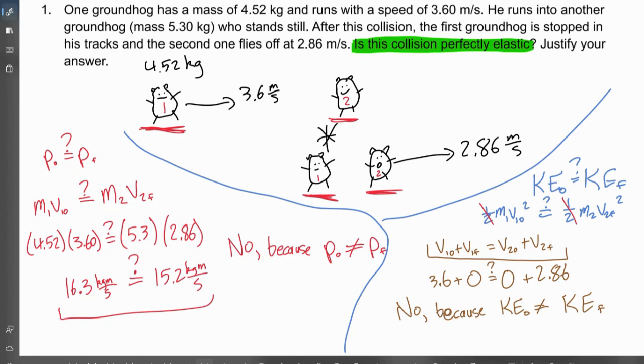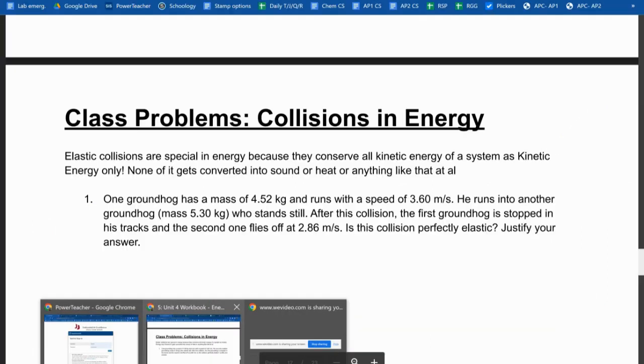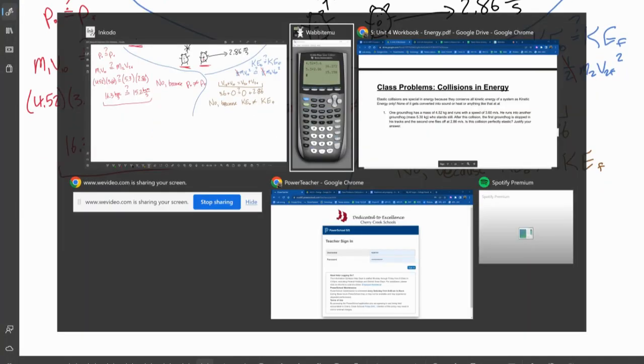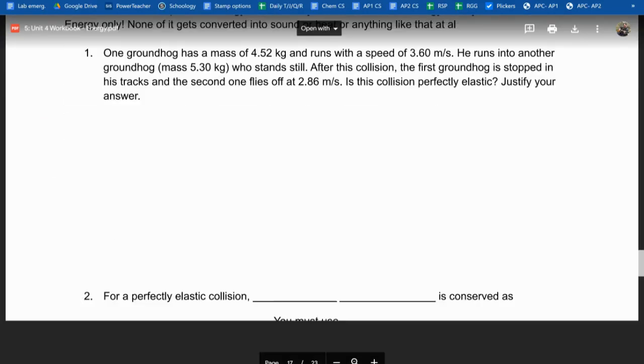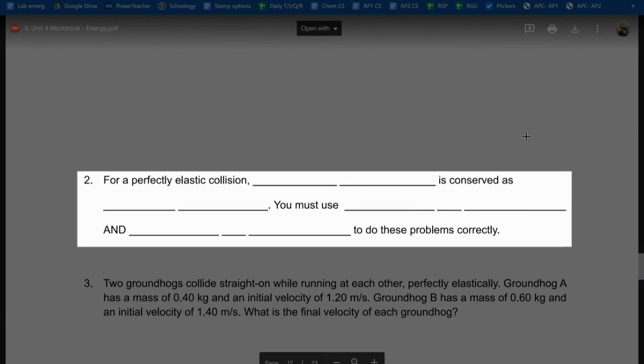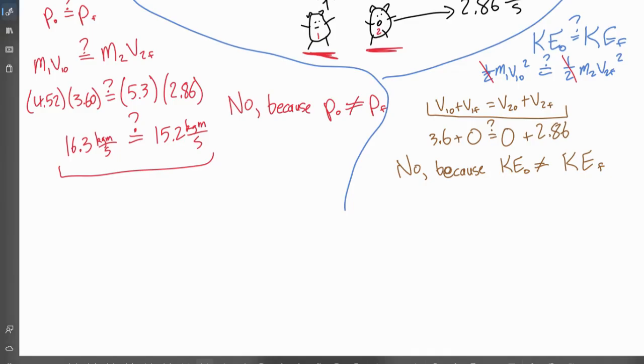All right. We are now going to move on. Number 2 here. Number 2 is not the hardest of questions, but it's a good one to understand.